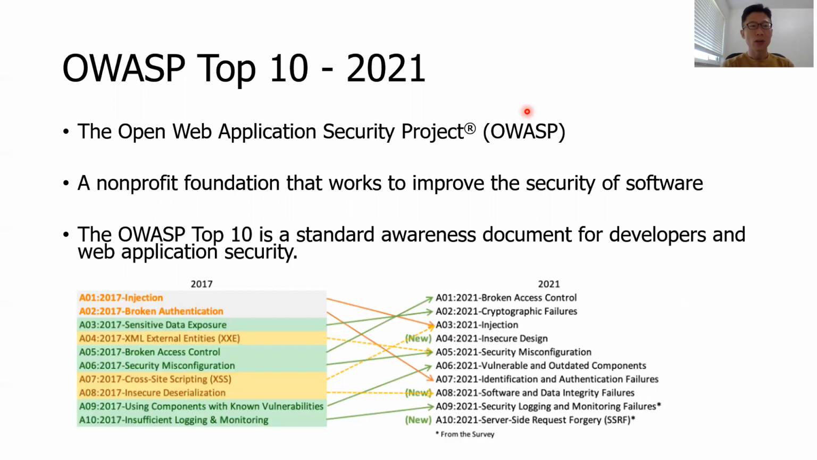There is an organization which works to improve the security of software, called OWASP, and they annually report the OWASP Top 10 security risks. As you can see in this image, injection was ranked first back in 2017. Although it dropped two steps in 2021, it is still a dangerous attack method.